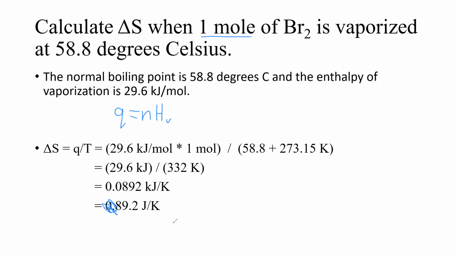But again, we see that positive number because we're making this go from a liquid to a gas. So we're going to have the entropy increase just because those molecules are going to spread out. They're going to be independent. We're going to have more randomness in that system.